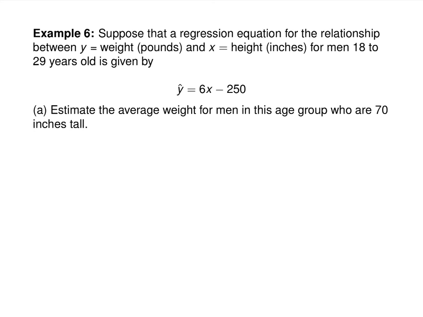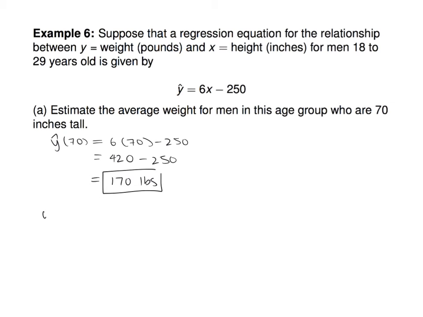Suppose that we have a regression equation for the relationship between weight in pounds and height in inches for men 18 to 29 years old, and it's given by y hat equals 6x minus 250. Estimate the average weight for men in this age group who are 70 inches tall. To do this, we just input 70 into the equation. So y hat of 70 is equal to 6 times 70 minus 250. Well, 6 times 7 is 42. Add on your 0. So this gives us 170 pounds.